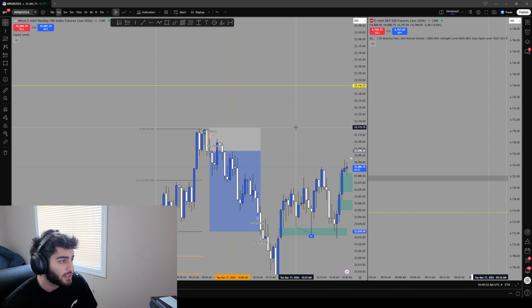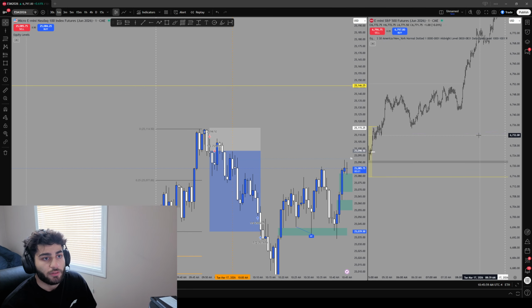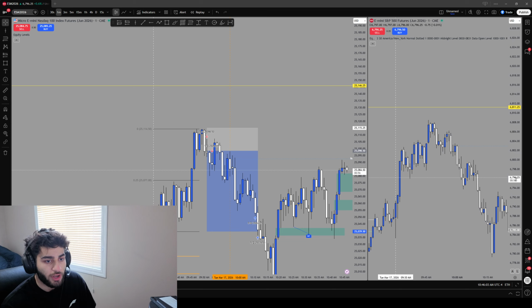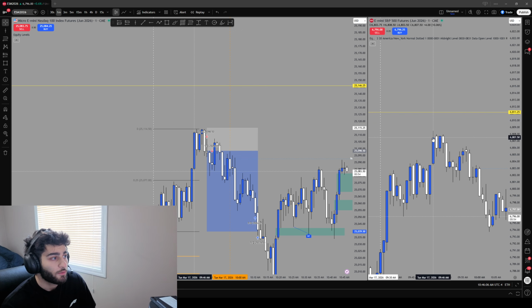So right here we had an inverse fair value gap, and I know what you might be thinking: there was no inverse fair value gap right here. How did you enter all the way up here? Now, this is why my model works so well with my discretion, because I do things that other traders would never ever do.